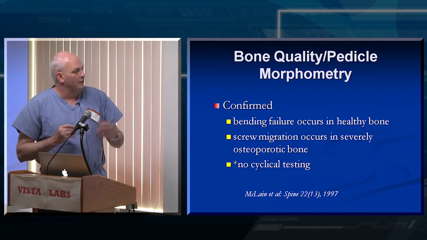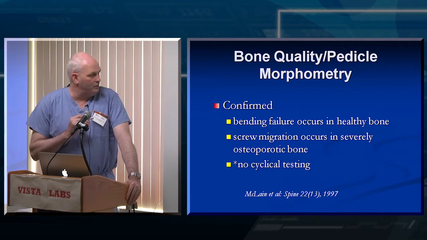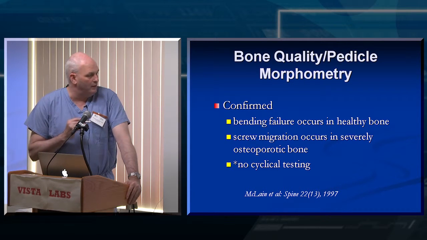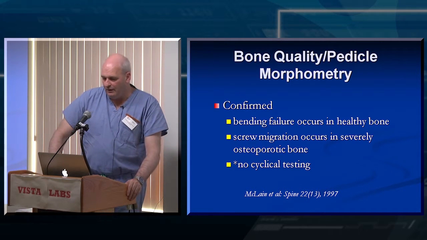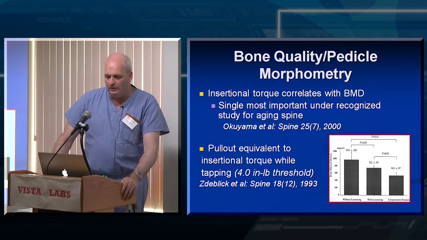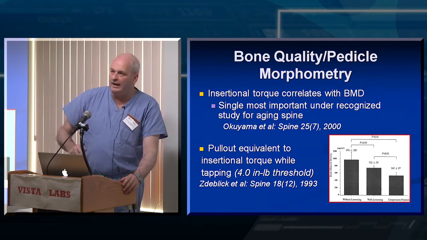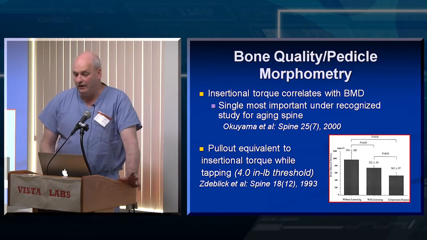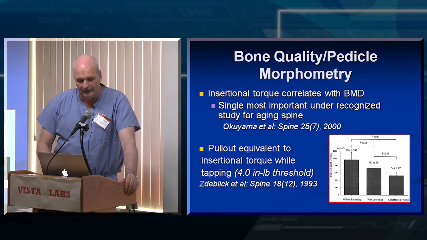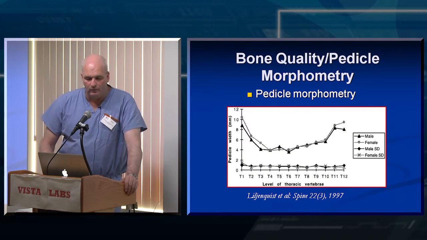Basically, how a failure occurs is different depending upon what your bone quality is. If you have a screw that fails in healthy bone, it's usually a fracture through the healthy bone. In osteoporotic bone, it usually results in screw migration. The insertional torque highly correlates with the quality of your bone, and the feel that you actually get is a good estimation of how good the bone is.